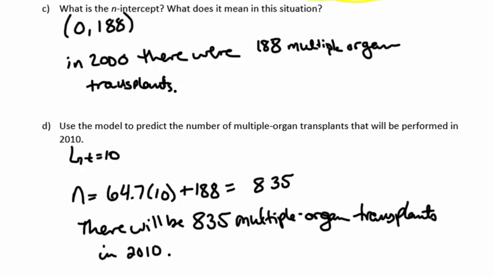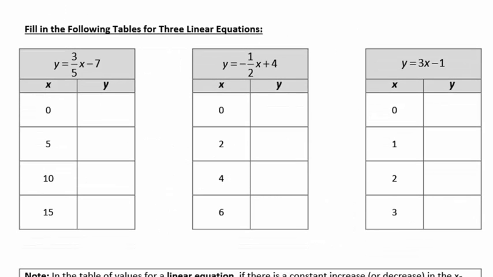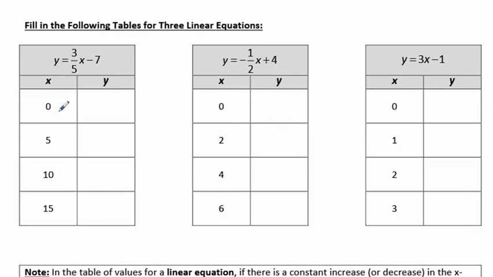Let's look at the next example. Fill in the following tables for the three linear equations. If x is 0, y is negative 7. If x is 5, divided by 5 one time gives me 1, times 3 is 3, minus 7 is negative 4. If x is 10, that gives me 2 times 3 is 6, minus 7 is negative 1. And if x is 15, divided by 5 is 3, times 3 is 9, minus 7 is 2. Go ahead and complete the remaining two charts.